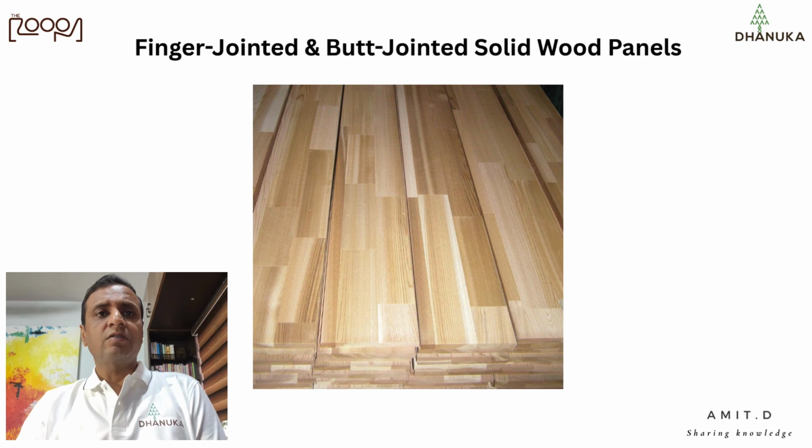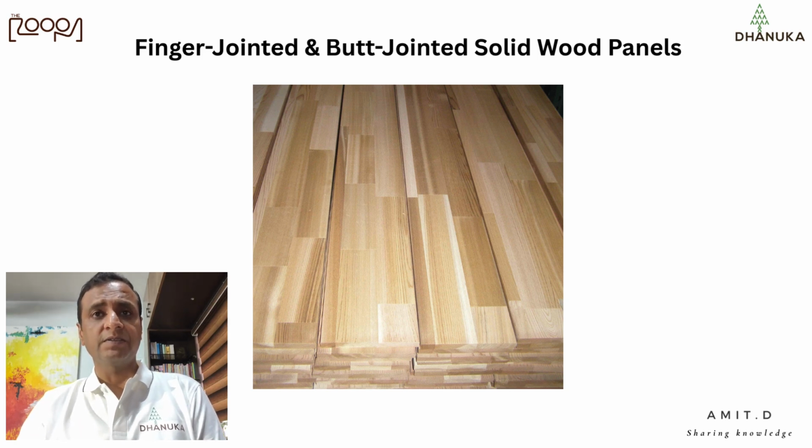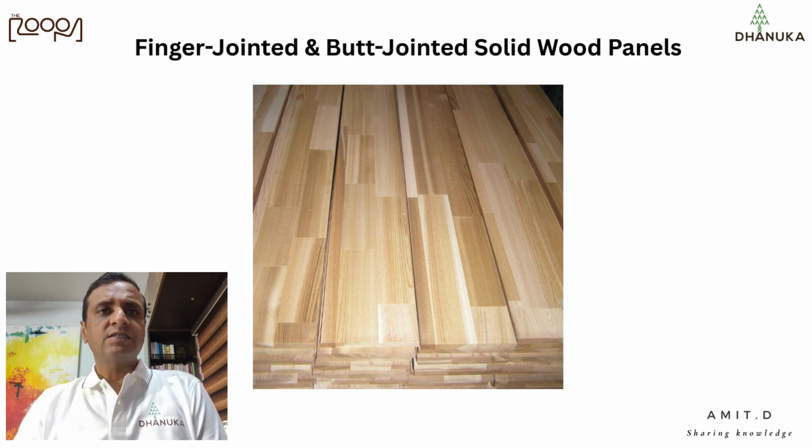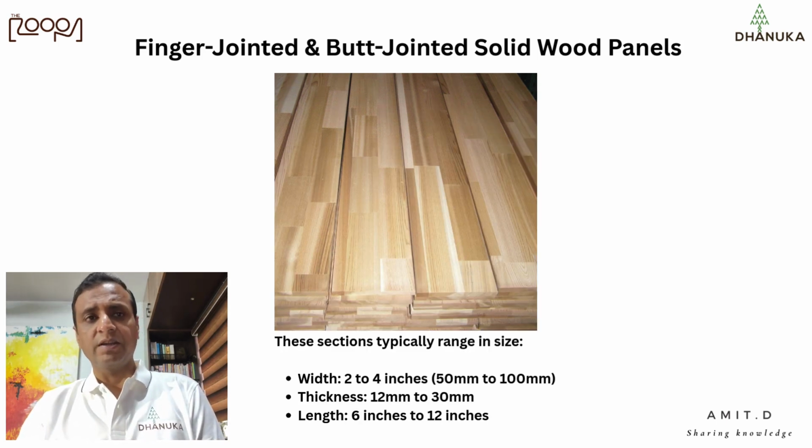Next is the finger jointed or butt jointed solid wood panels. These are variations of solid wood where instead of using large lumber pieces, smaller wood sections are joined together. These sections typically range in size from width 2 inches to 4 inches, thickness 12 mm to 30 mm, and length 6 inches to 12 inches.